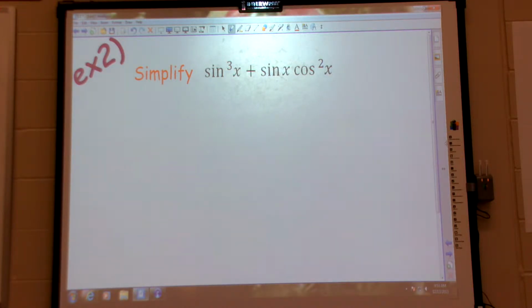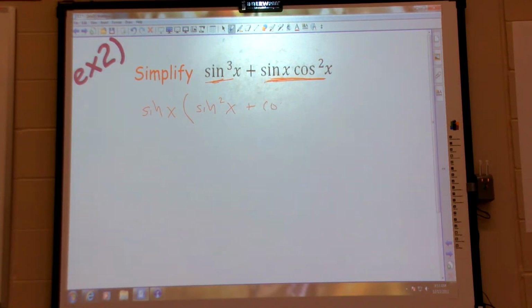I could, in this case, pull out, right? Everyone see that? See I have two terms? What do they have in common? A sine. So I'm going to pull out a sine. What's left? Sine squared.